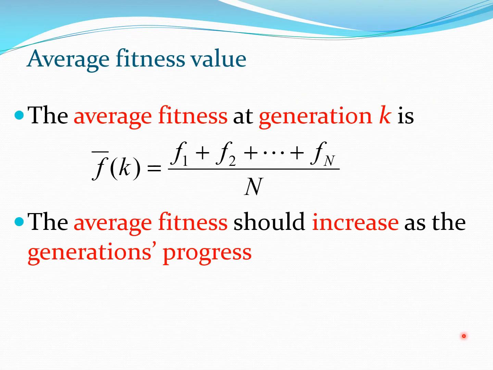Now once we have done that, we can calculate the mean fitness at generation K, which is essentially given by this F bar K, that is F1 plus F2 all the way to Fn divided by N. That's the simple mean. Now in general, if the GA is well formulated, this mean fitness F bar will keep on growing as the generations progress, so as K increases.